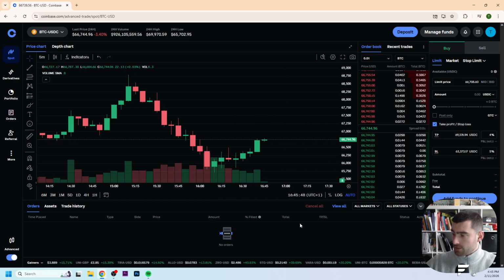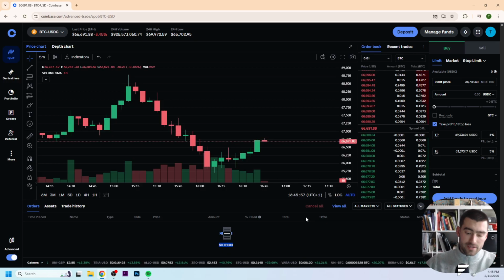If you want to close your position, go to the trade right here, click on the cross, and then you can close your trade. This is the way how you can trade on Coinbase.